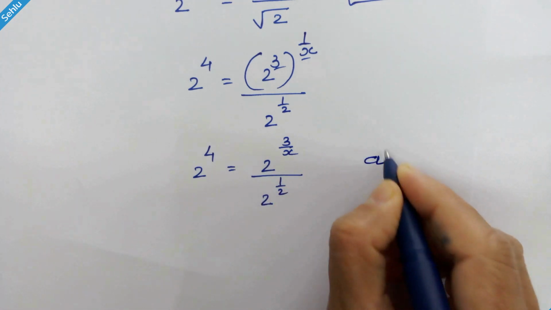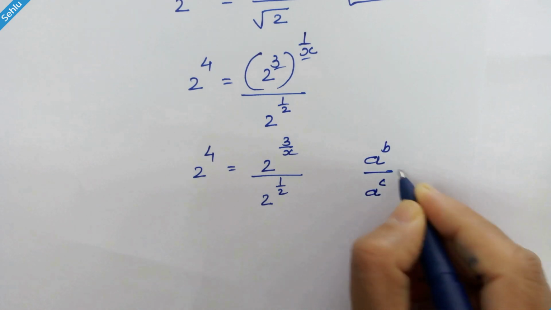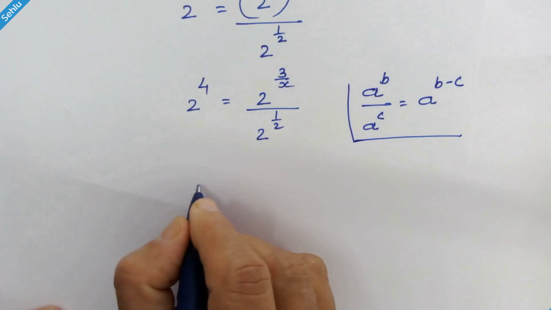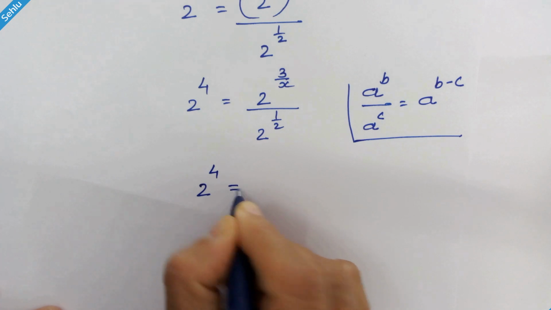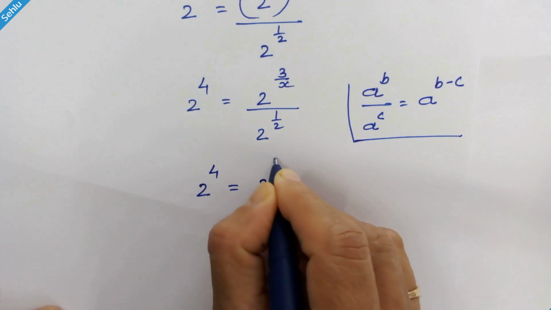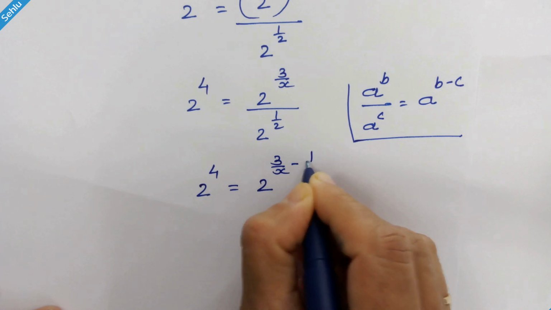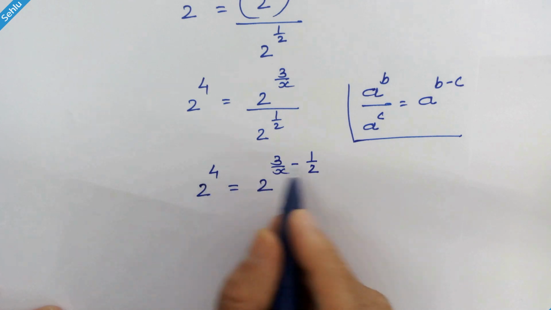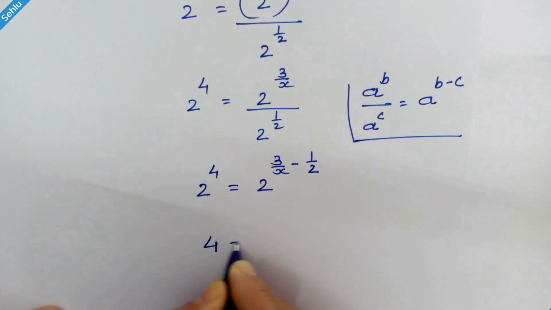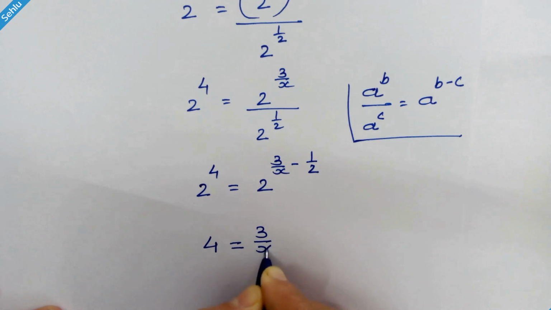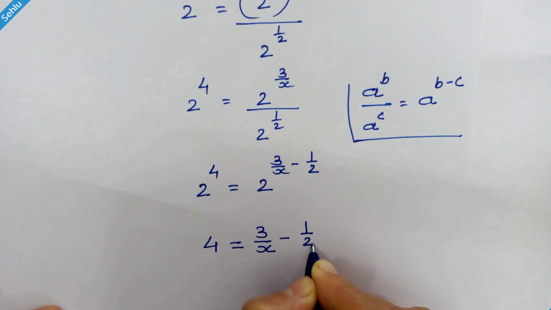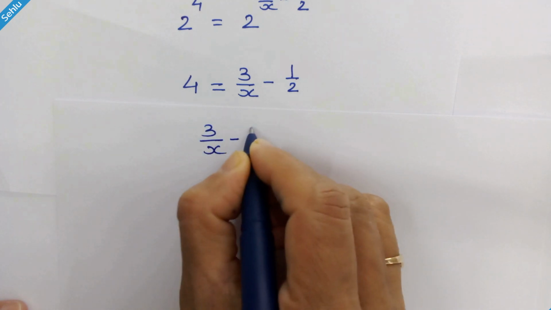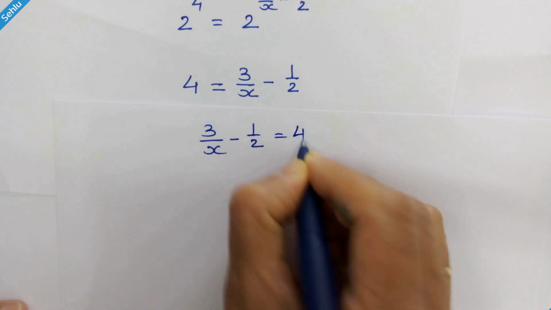So if we have a raised to b upon a raised to c, then it will be a raised to b minus c. So in the next step, 2 raised to 4 is equal to 2 raised to 3 upon x minus 1 upon 2. It's the same base on both sides, so we can equate their exponents. 4 is equal to 3 upon x minus 1 upon 2. Let's change the sides. So we have 3 upon x minus 1 upon 2 is equal to 4.